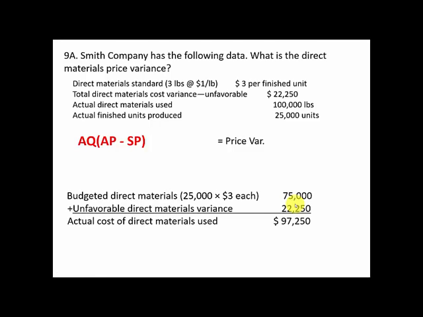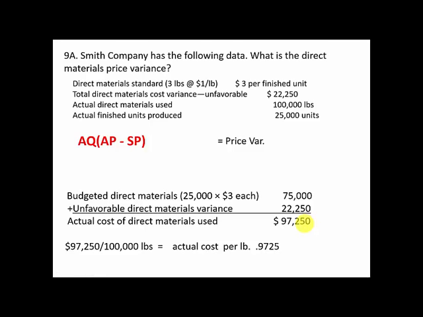Now, the unfavorable direct material cost variance was given to us right here, and it should be added to get the actual amount that we spent for direct materials. At standard, we should have spent $75,000, but we had an unfavorable cost variance of $22,250. So that should be added to this to get the actual cost of materials used, which was $97,250.